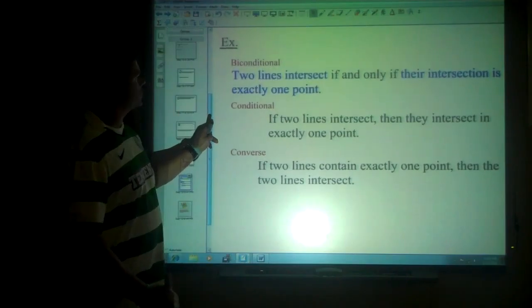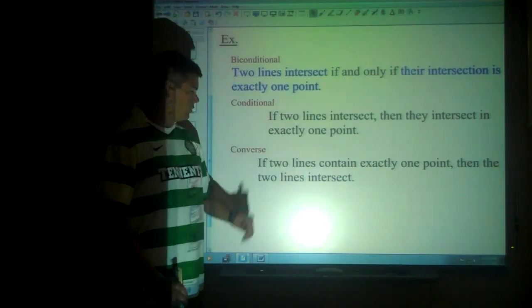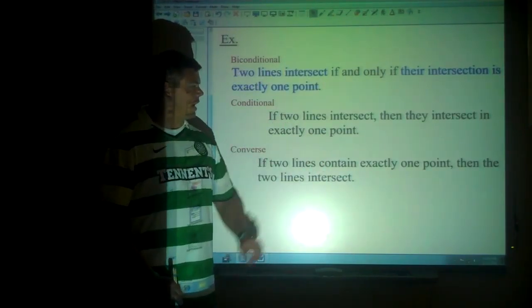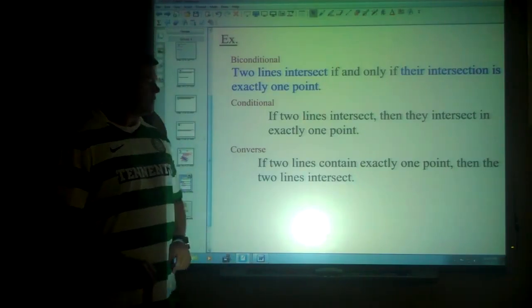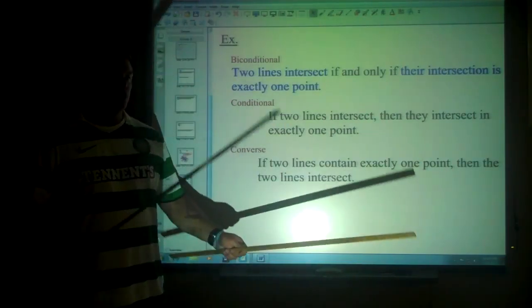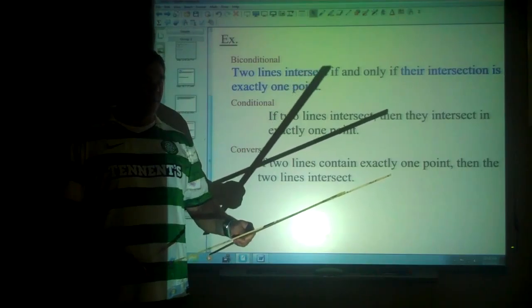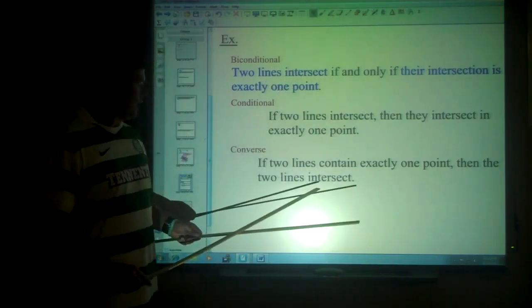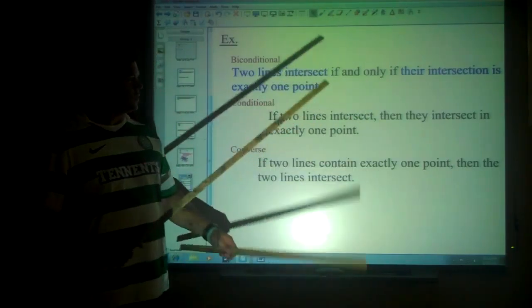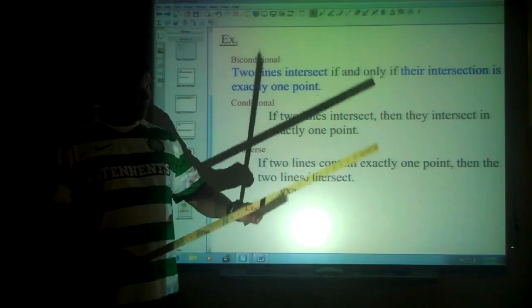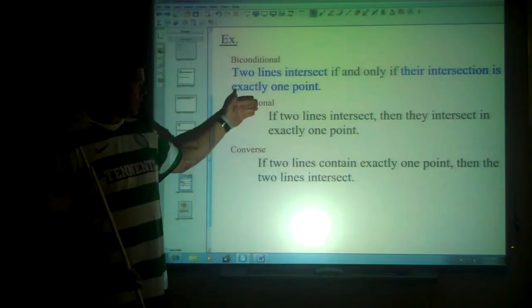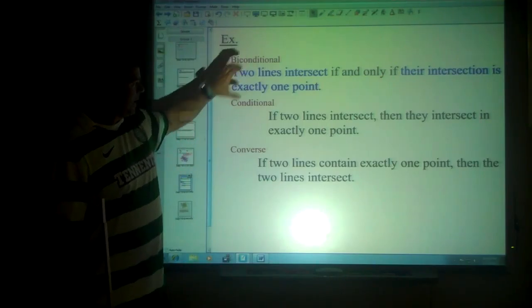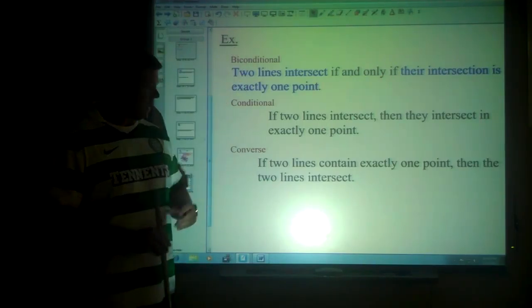And if this biconditional statement is true, then both of these would be true. If two lines contain exactly 1 point, then the two lines intersect. Well, if these two lines share a point in common, then they must be intersecting. So that is true. And if two lines intersect, they're going to intersect at exactly 1 point. That's also true. So both the conditional and converse are true, which means the biconditional is in fact a true statement.